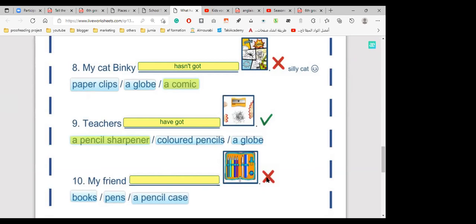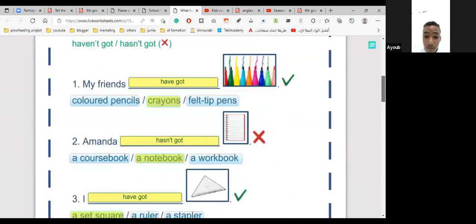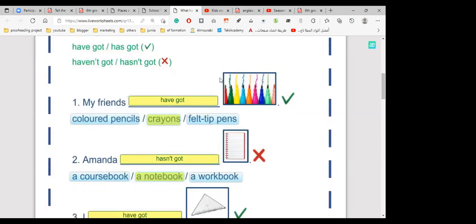my friend, we have the negative here. We say hasn't or haven't? Hasn't got. Haven't. Yes, my friend, we say hasn't got because it's he or she. Yes. It's a pencil case. A pencil case. Yes, very good. This is a pencil case. Okay, very good. You are a good student.